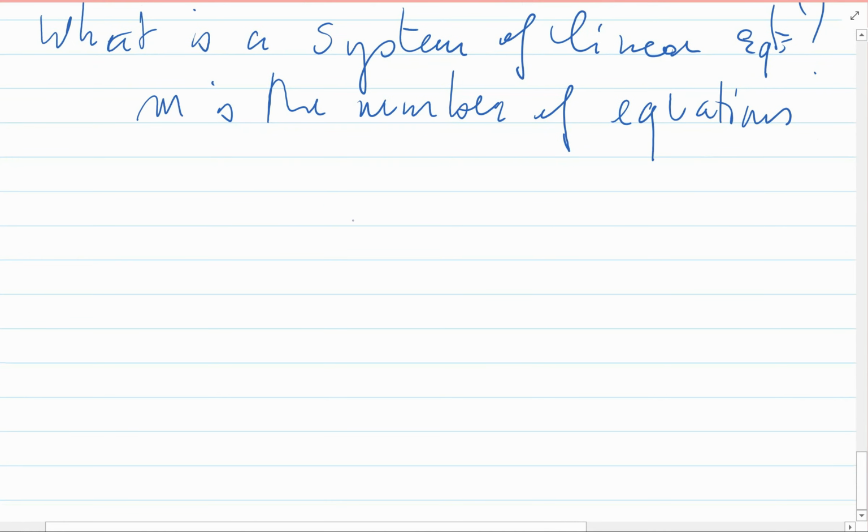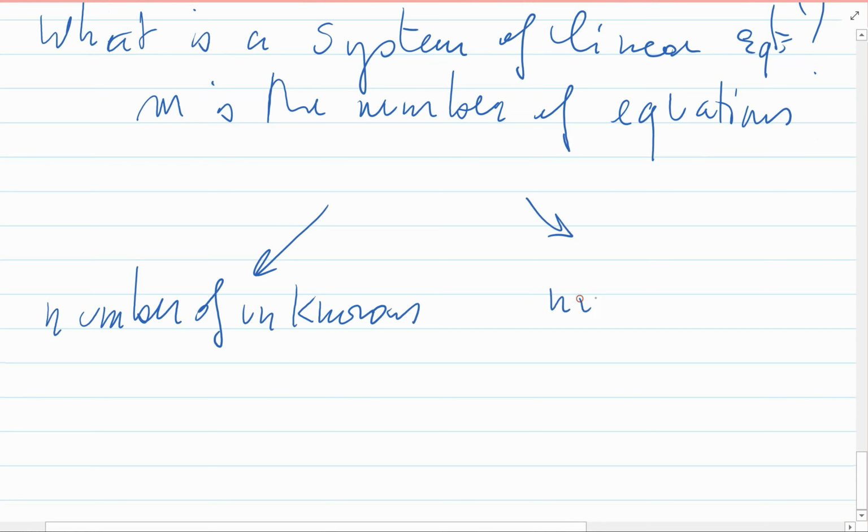So we have two numbers, the number of unknowns and the number of equations. And everything is possible, meaning the number of unknowns can be larger than the number of equations. The number of unknowns can be smaller than the number of equations. Or the number of unknowns is equal to the number of equations. This is all possible, by the way.